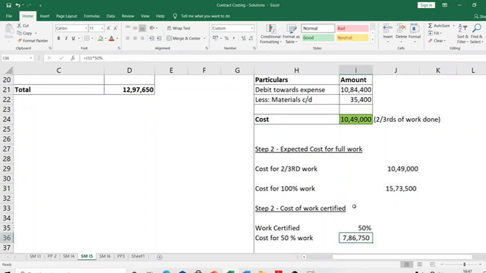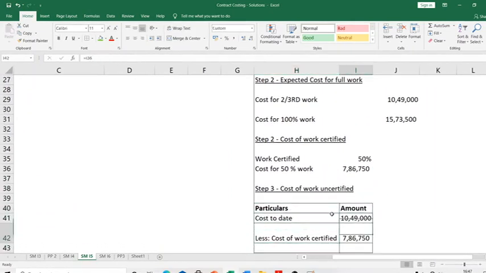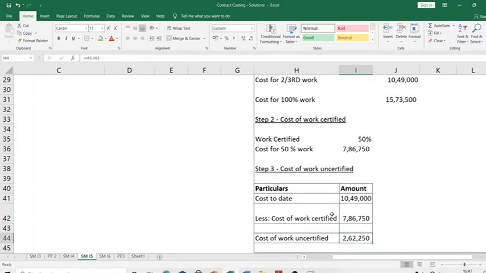See, understand that the cost that has been incurred till date is 10,49,000. Out of this 10,49,000, which is for 2/3 of the work, I can allow 7,86,750 to lie in my account because this is cost of work certified. Because 50% of work is certified, so this 786,750 is cost of work certified. So obviously, the difference between 10,49,000 and 7,86,750 is going to give me cost of work uncertified. So I take cost to date minus cost of work certified. I get cost of work uncertified.